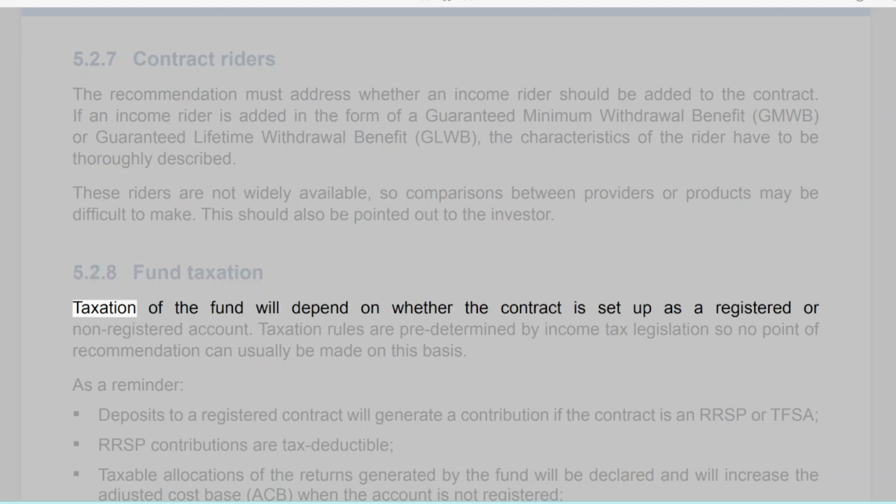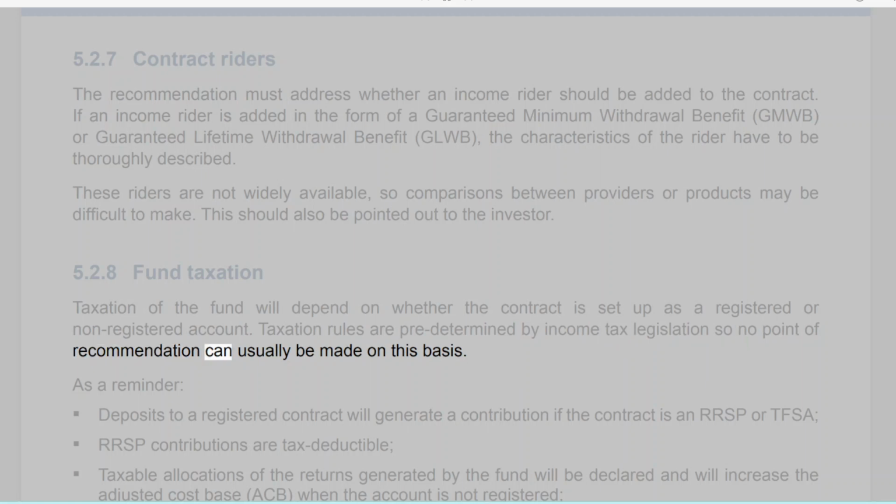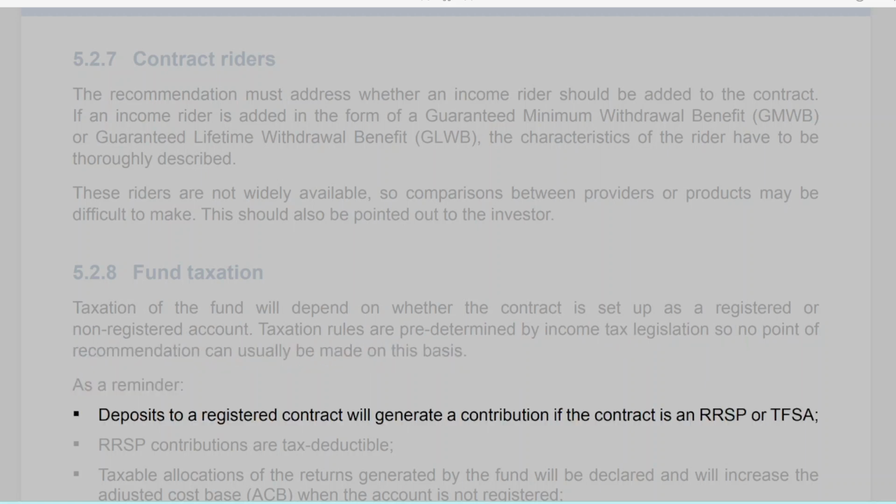5.2.8 Fund Taxation. Taxation of the fund will depend on whether the contract is set up as a registered or non-registered account. Taxation rules are predetermined by income tax legislation, so no point of recommendation can usually be made on this basis. As a reminder, deposits to a registered contract will generate a contribution if the contract is an RRSP or TFSA. RRSP contributions are tax deductible.